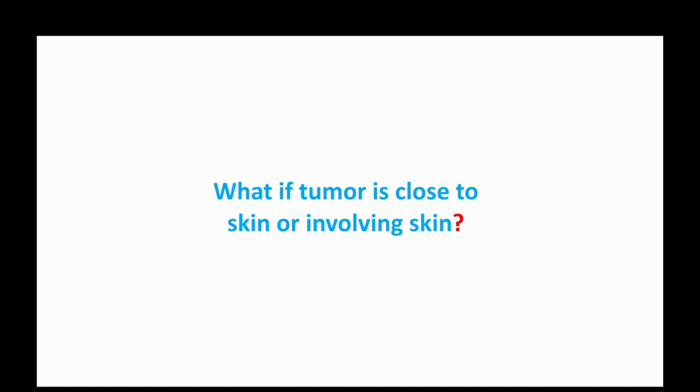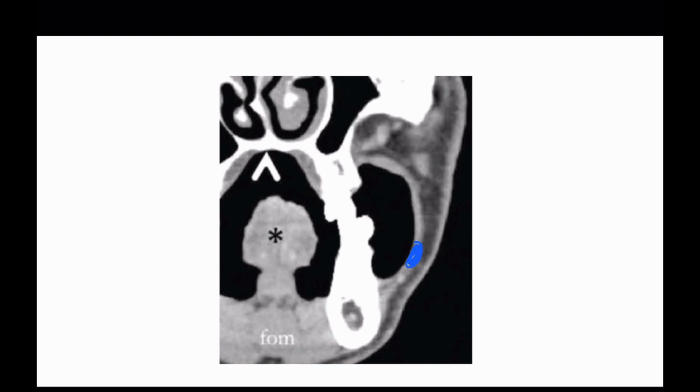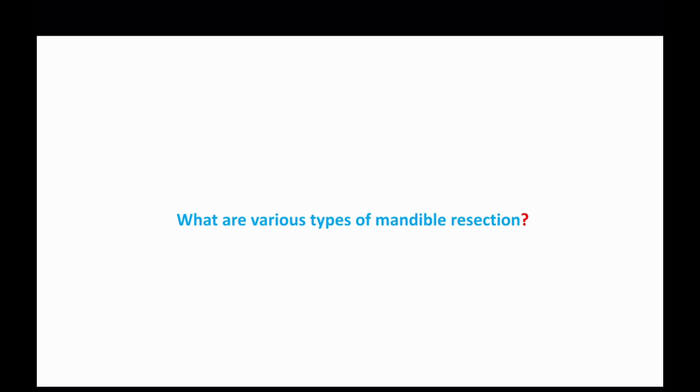What if the tumor is close to skin or involving skin? If the tumor is involving skin or close to skin in imaging, then removal of skin taking a 1 to 2 cm margin is done. It is to note that edematous tissue and skin can harbor cancer cells, hence the margin must be taken beyond edematous skin.